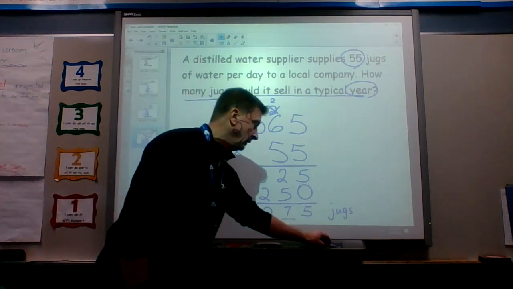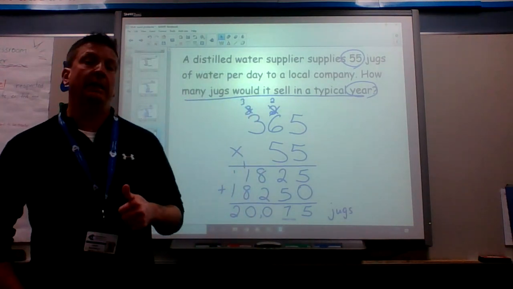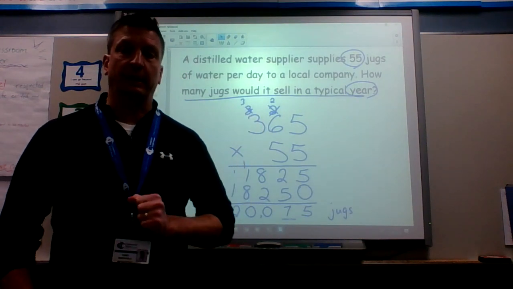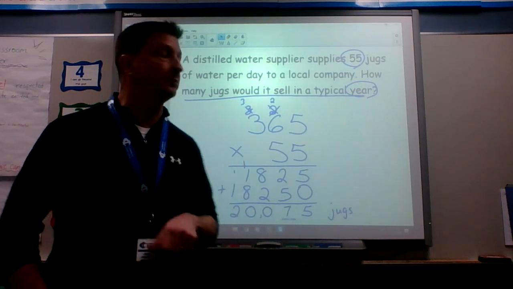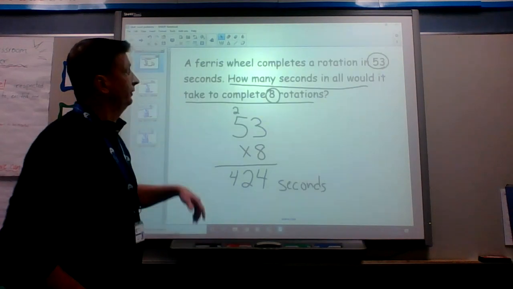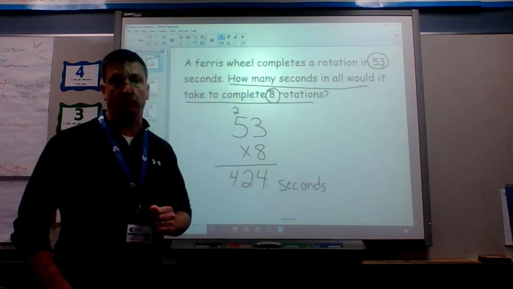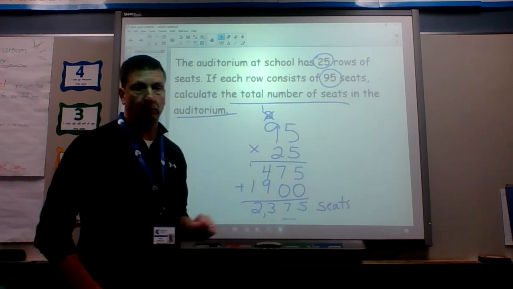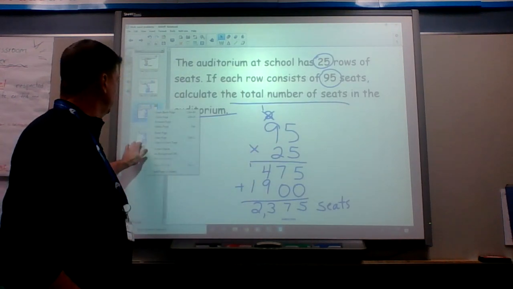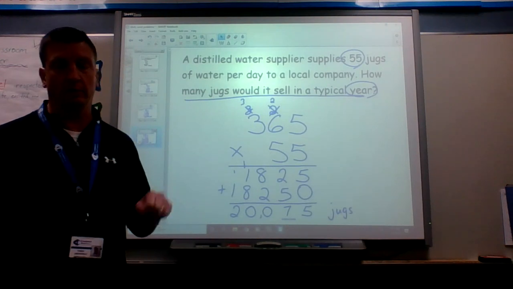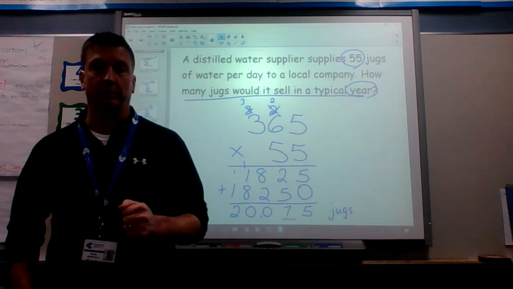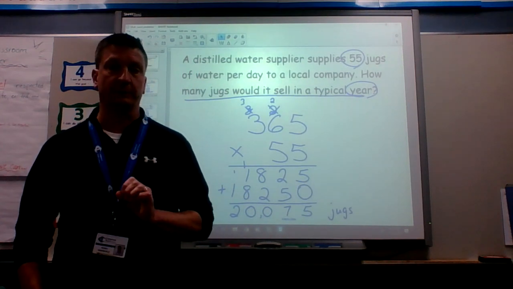Now, today in your bundle, you're going to have an assignment in which you have several problems like this, where you're going to have various levels of multiplying, where you might have a 2-digit by a 1-digit multiplication problem. You might have a 2-digit by 2-digit multiplication problem, or you might even have a 3-digit by 2-digit multiplication problem. So look in your bundle, you'll have a sheet that has the math problems like that.